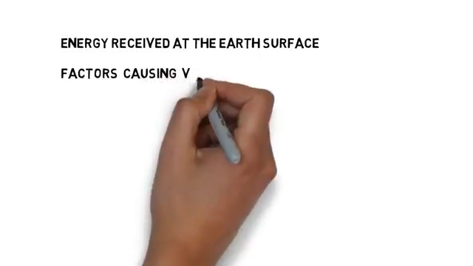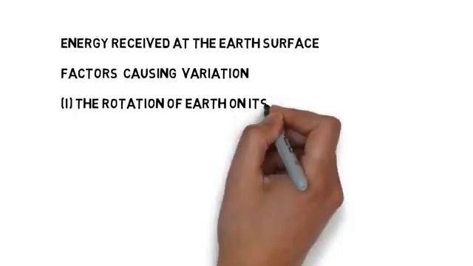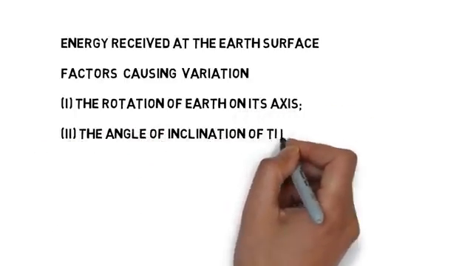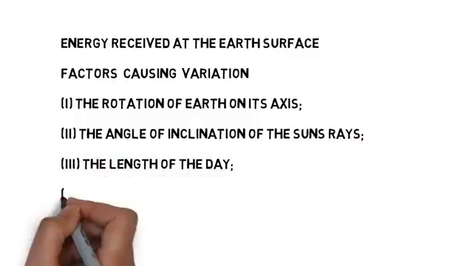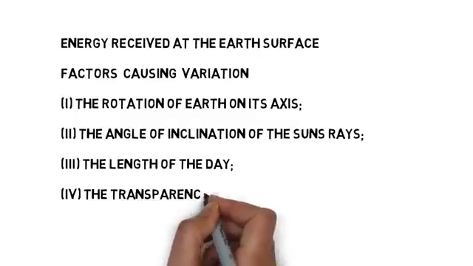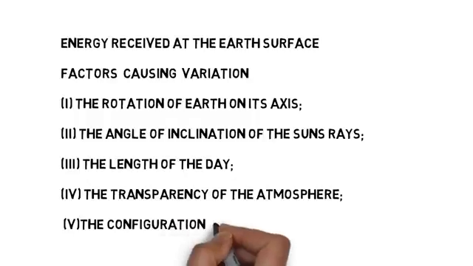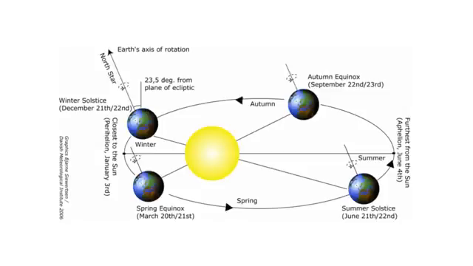Energy received by the Earth's surface varies because of the following reasons. First, the rotation of Earth on its axis. Second, the angle of inclination of the sun's rays. Third, the length of the day. Fourth, the transparency of the atmosphere. Fifth, the configuration of land in terms of its aspect. Among these reasons, the first two, the rotation of Earth on its axis and the angle of inclination of the sun's rays, are the most important ones, and we will try to understand both of these in detail.